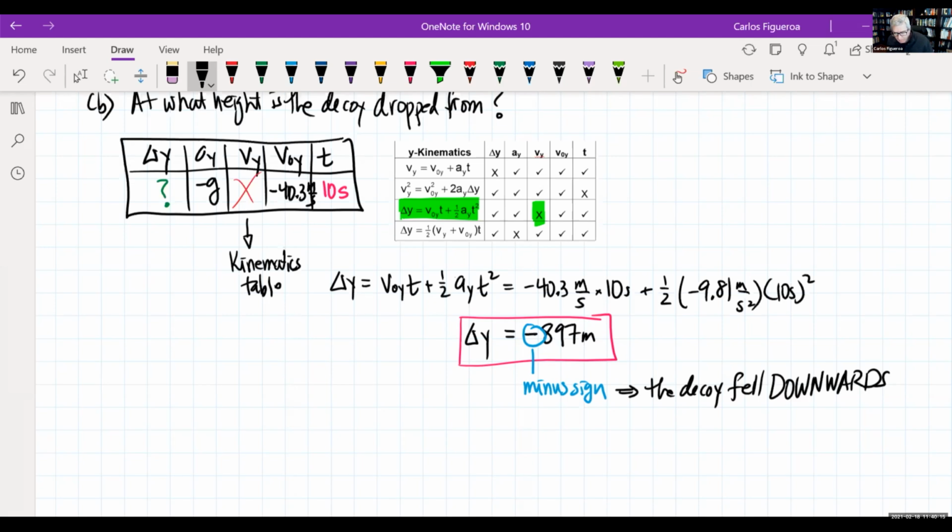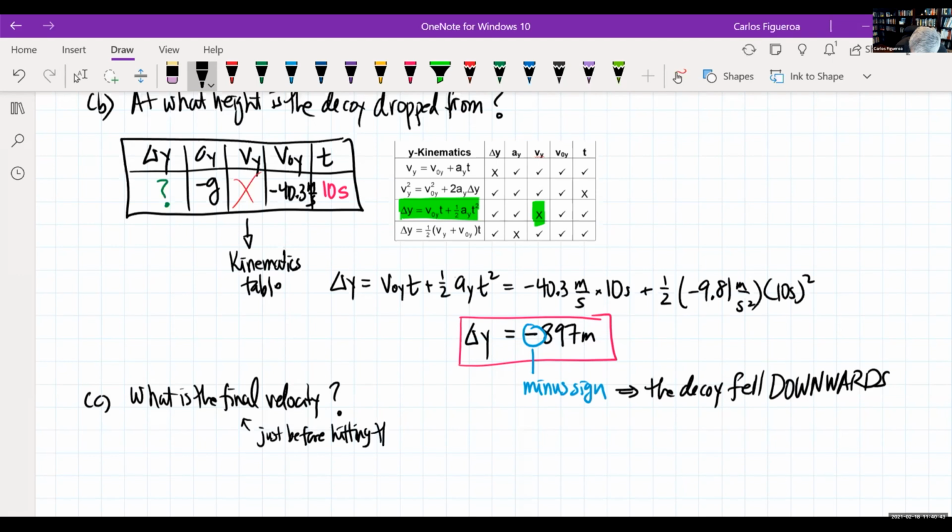So the final part of this question says this. C. What is the final velocity of the decoy? And what I mean by this, when I say final, it just means just before hitting the ground.